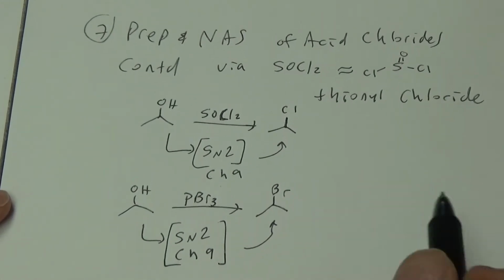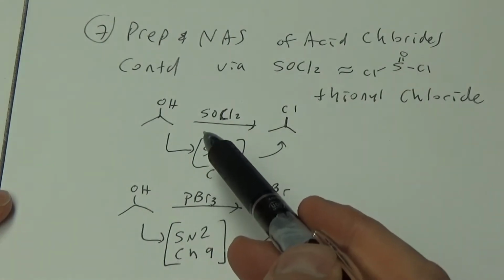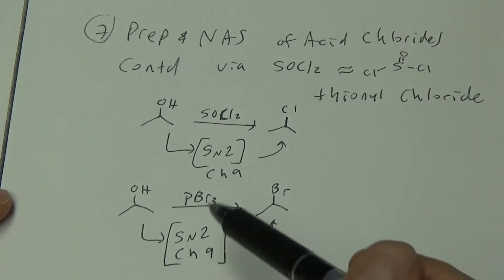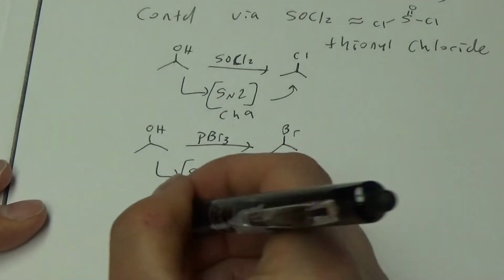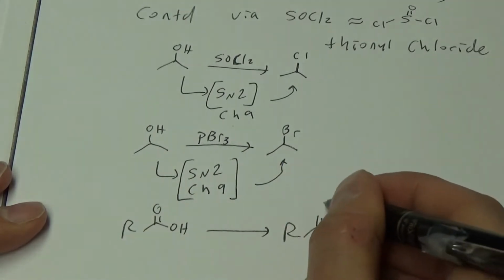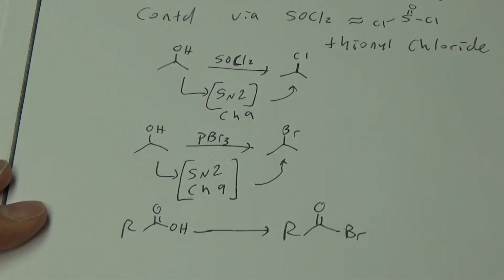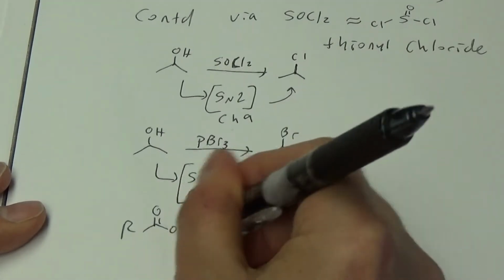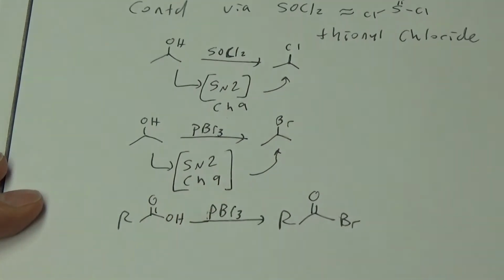So then the question is, if we can make acid chlorides with SOCl2, could we make an acid bromide with PBr3? Could you do this with a carboxylic acid, ROH, and make the acid bromide, which would maybe be a more reactive carboxylic acid derivative, using PBr3? Do you think you could do it? And yeah, it's actually possible.